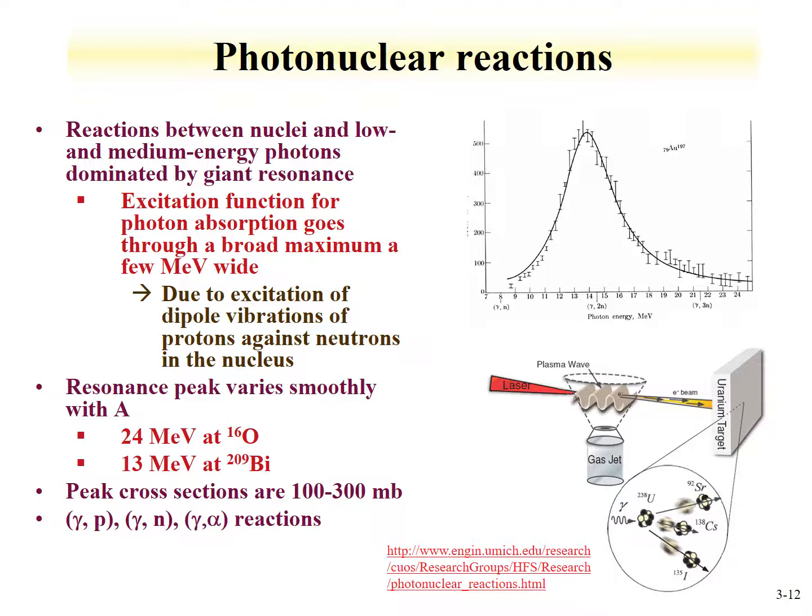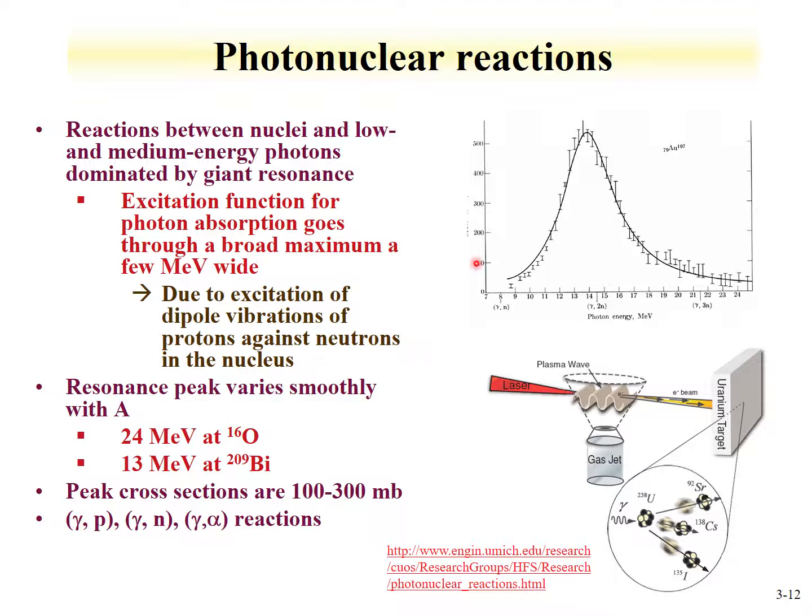Now, it's also possible to have nuclear reactions using photons. Reactions between nuclei and low and medium energy photons are dominated by a giant resonance. These excitation functions for the photon absorption go through a pretty broad maximum, a few MeV wide, as shown here for the reaction of photons on gold-197. This is due to the dipoles that can set up within the nucleus between protons.